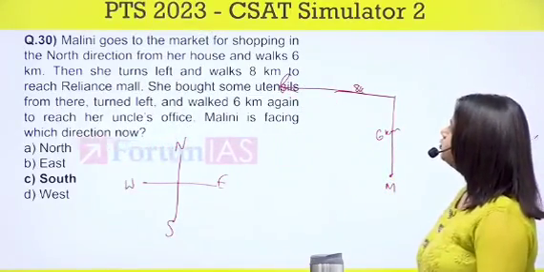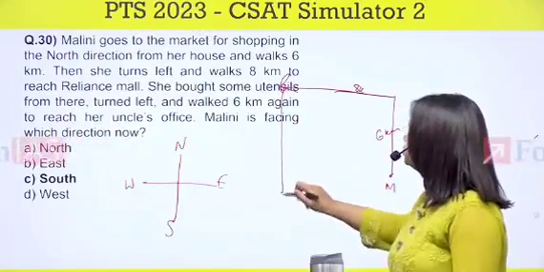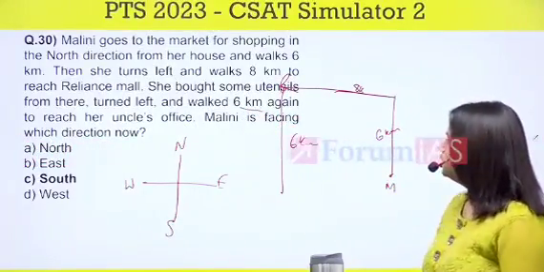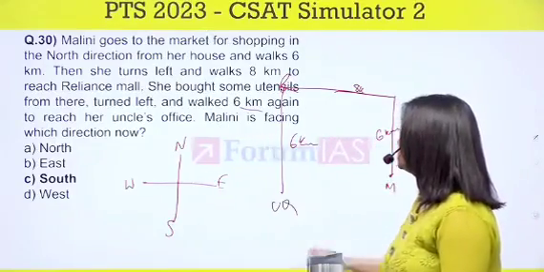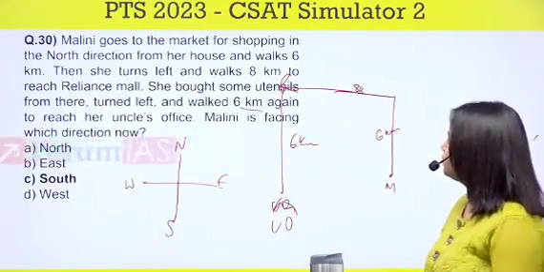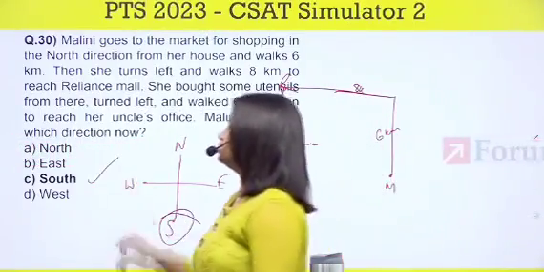Then she bought some utensils and then turned left. If you're facing here, you're turning left, you turned in this direction and she walked another 6 kilometers, same 6 kilometers, to reach her uncle's office. Uncle's office is here. So Malini is now facing what direction? This direction. What is this direction? South direction, and I have my answer.